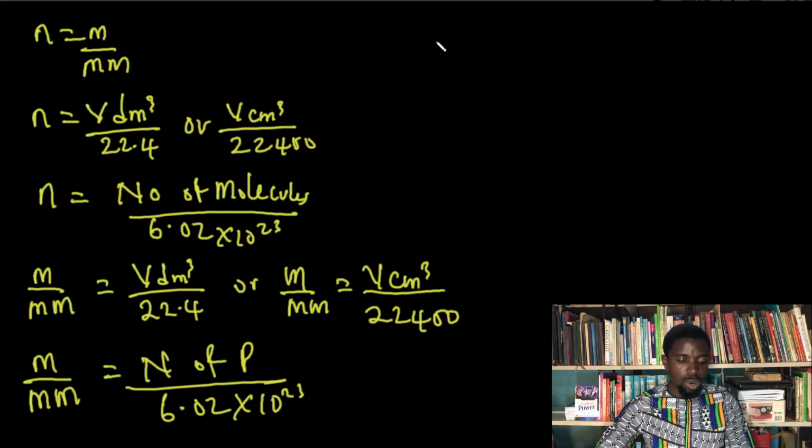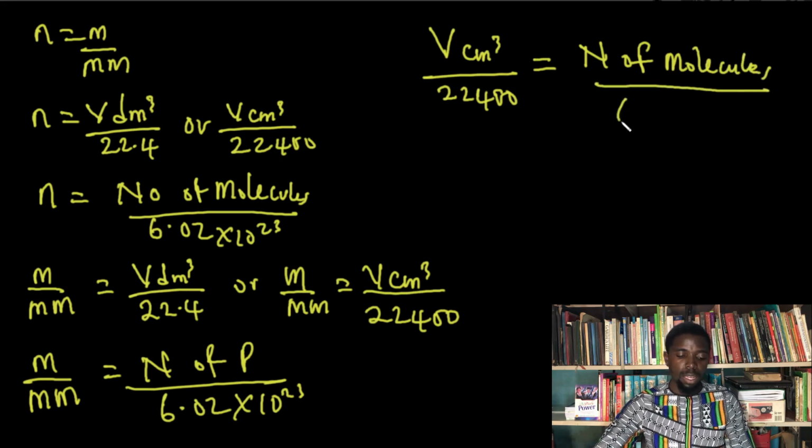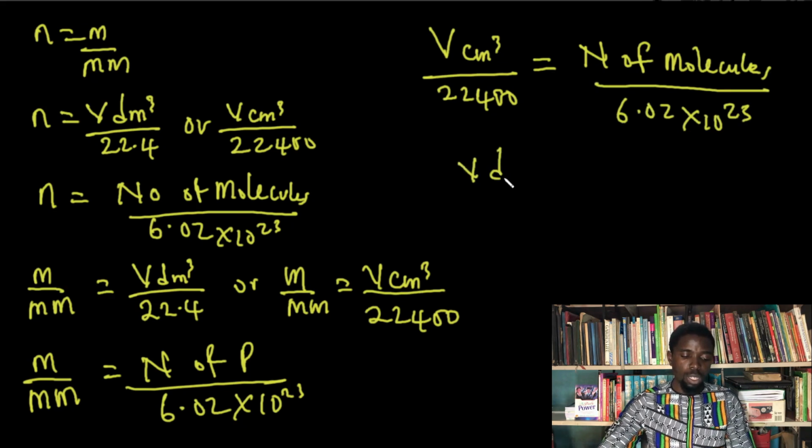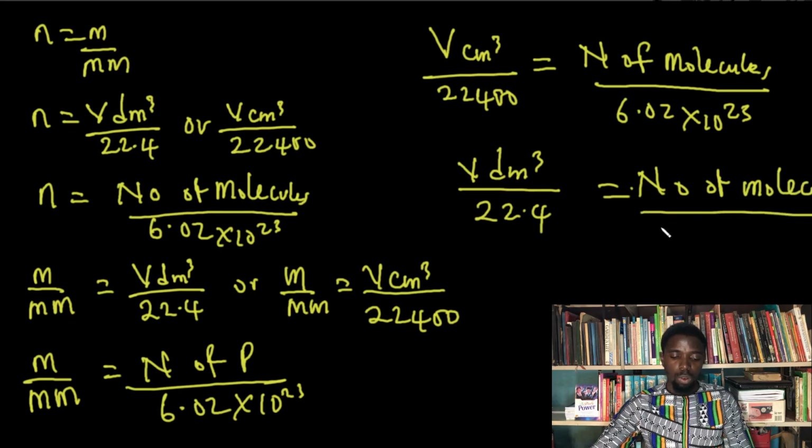And then we go to the relationship between volume and number of particles, given as volume in cm cube all over 22,400 equals number of particles, or in this case molecules, divided by 6.02 times 10 raised to the power 23, or volume in dm cube all over 22.4 equals number of molecules all over 6.02 times 10 raised to the power 23.